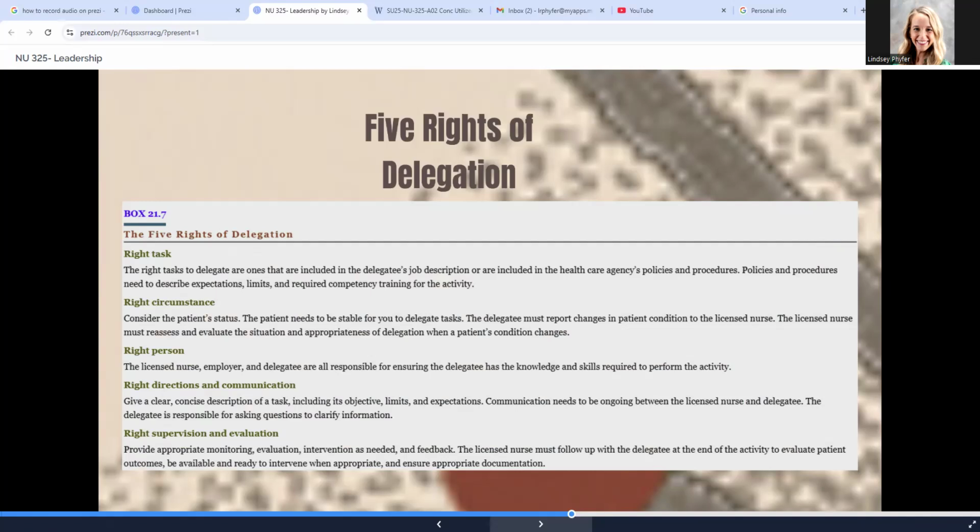The third right of delegation is right person. So the licensed nurse, employer, and delegatee are all going to be responsible for ensuring that the delegatee has the knowledge and skills required to perform the activity which is being delegated.